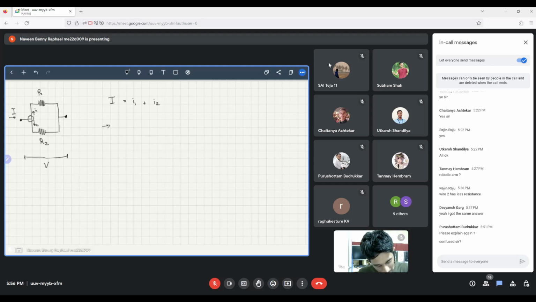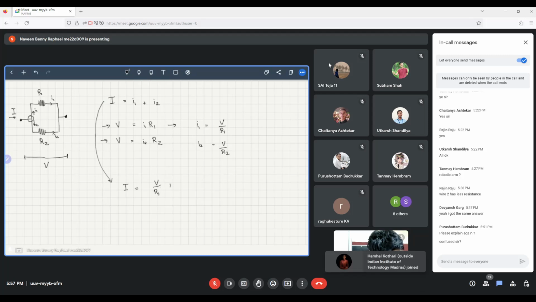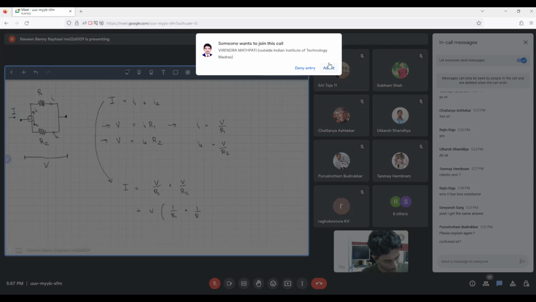The first equation is the current I1 goes through R1, and that's equal to V. That is, V is equal to I1 R1. Likewise, we also have V is equal to I2 R2, because we have I2 going through here and I1 going through here. That is, I1 is equal to V by R1 and I2 is equal to V by R2. This means that I is equal to V by R1 plus V by R2. This is equal to V into 1 by R1 plus 1 by R2.